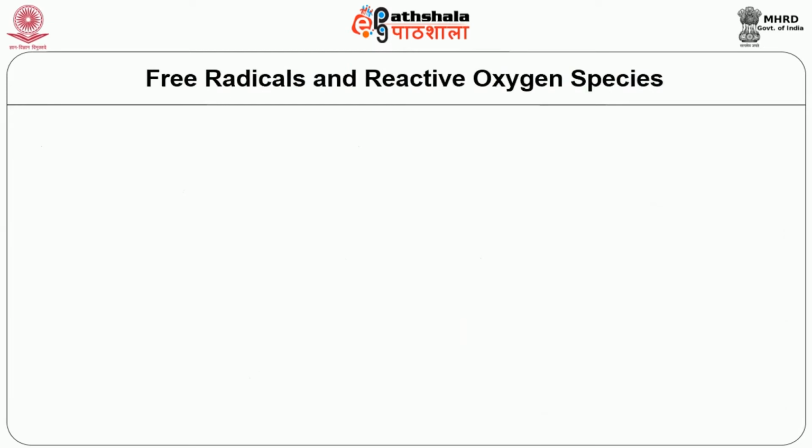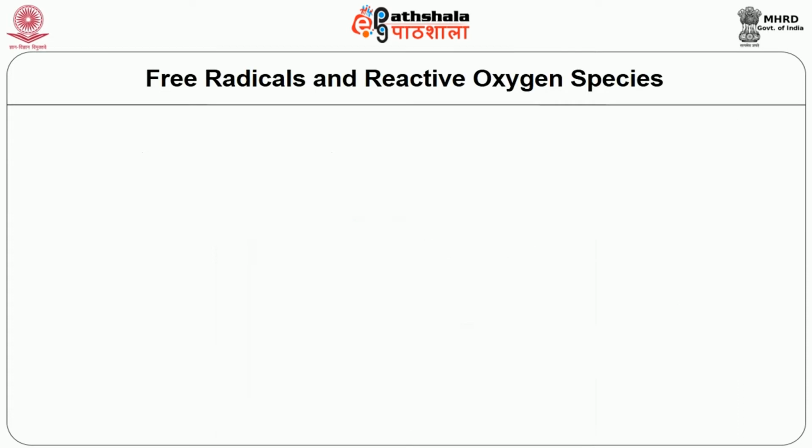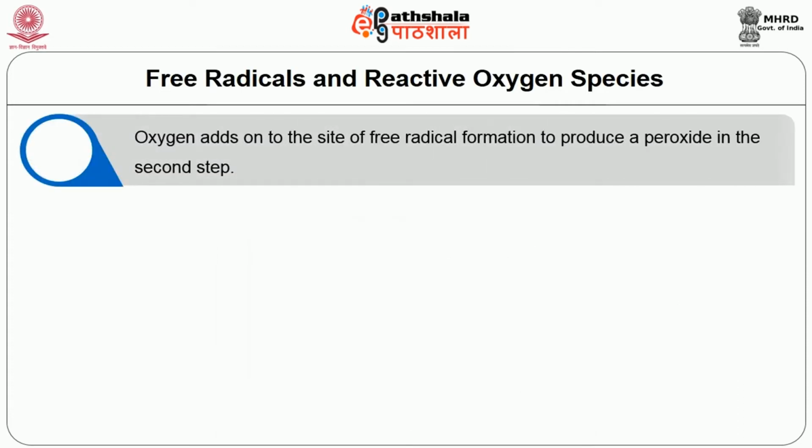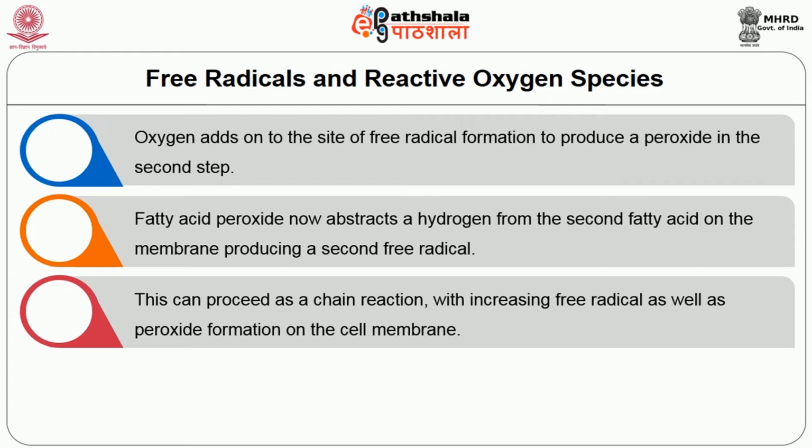Moving on to disease processes by free radicals and reactive oxygen species. Free radicals and reactive oxygen species abstract hydrogen from membrane phospholipids which contain PUFA, producing reactive free radicals. Oxygen adds on to the site of free radical formation to produce a peroxide in the second step. The fatty acid peroxide now abstracts a hydrogen from a second fatty acid on the membrane, producing a second free radical. This can proceed as a chain reaction with increasing free radical as well as peroxide formation on the cell membrane.